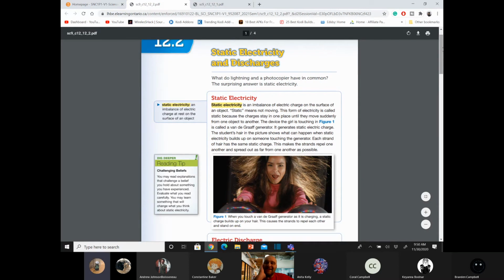So, static electricity and discharge. What do lightning and a photocopier have in common? The surprising answer is static electricity. Static electricity is an imbalance of electric charge on the surface of an object. Static means not moving. This form of electricity is called static because the charges stay in one place until they move suddenly from one object to another.